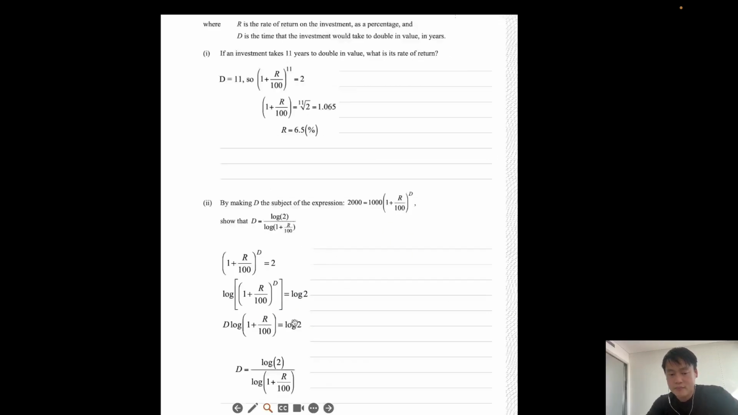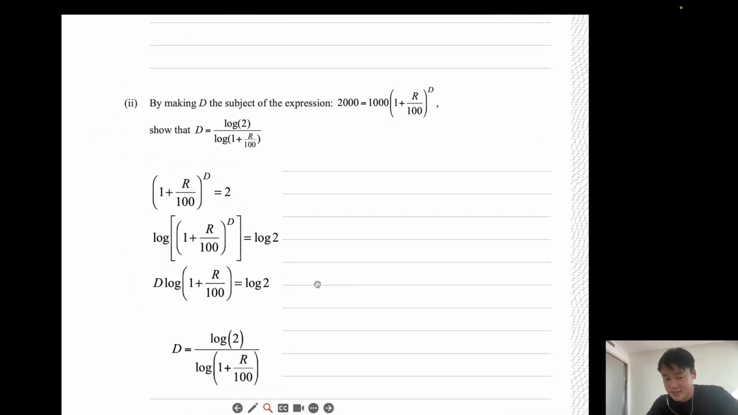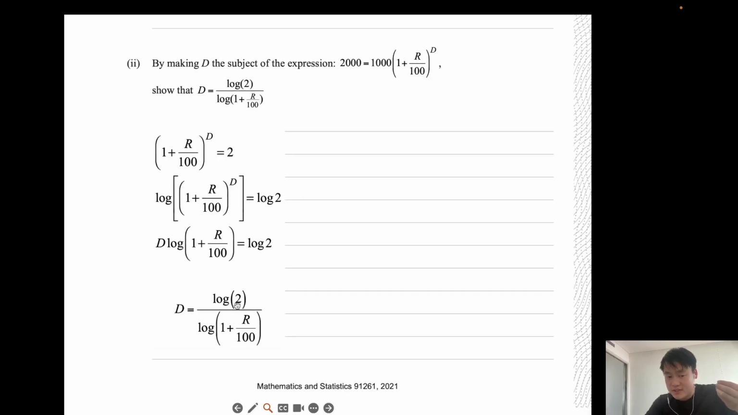See what they did over here? That's what this third line of working is. d multiplied, because you can move the d outside. And this is just the same thing as d multiplied by this equals log 2. So the answer is just d is equal to, you just do the right hand side divided by whatever is interfering with the d being by itself now, isn't it?